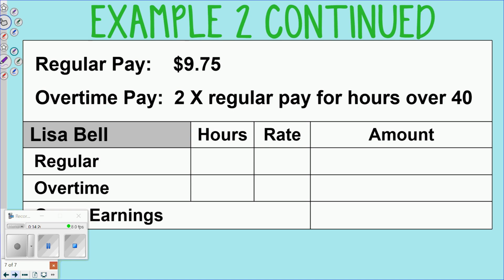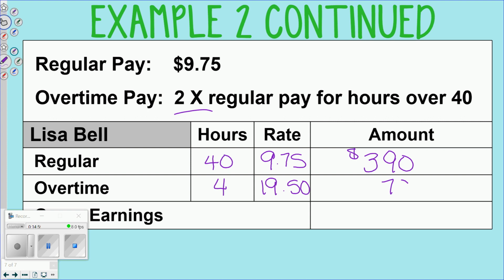All right, so filling this part out, regular is 40 hours. So then overtime, we'd have 4. Rate is $9.75 here. And she makes double time. So for her, she's making $19.50 an hour. Nice, right? All right, so for regular, 40 times $9.75, we get $390. Overtime, 4 times $19.50, $78. So a total of $468. That's her gross pay before taxes.